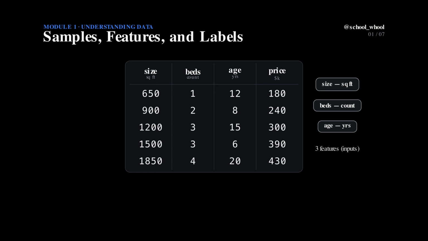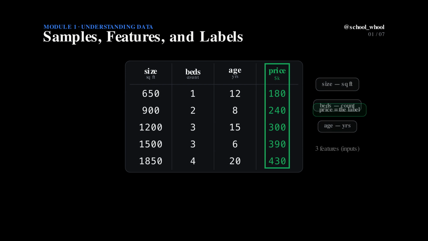But one column is different. Price is the thing we actually want to know, the answer. We call that special column the label. We paint it green, because it is the target the model tries to get right, not just another input.